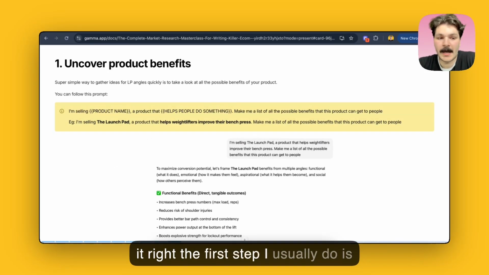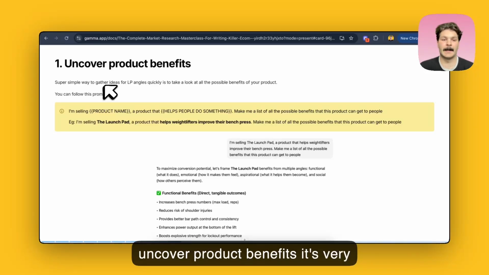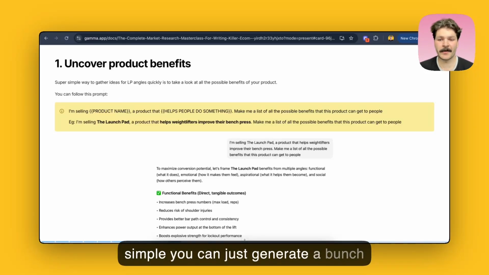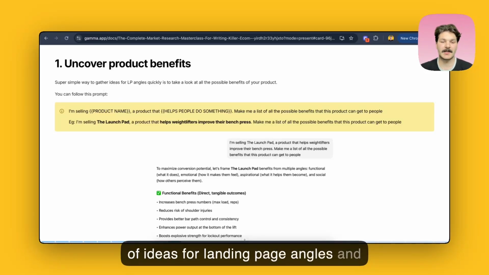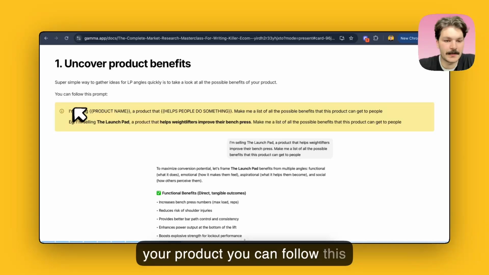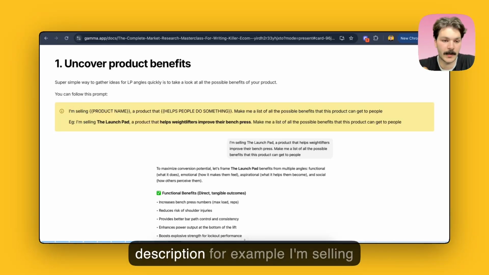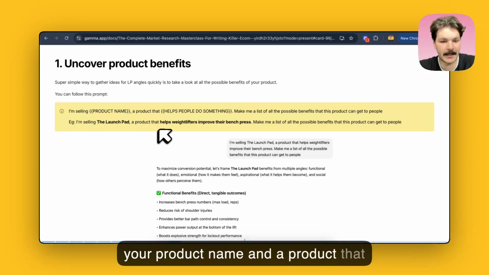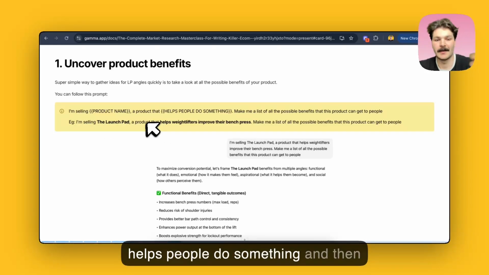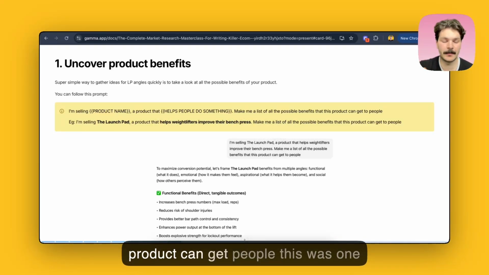The first step I usually do is uncover product benefits. It's very simple. You can just generate a bunch of ideas for landing page angles and ad angles very quickly by taking a look at all the possible benefits of your product. You can follow this prompt. It's pretty simple. I'll have it down below in the link in the description. For example, I'm selling your product name, a product that helps people do something, and then list all the possible benefits that this product can get people.